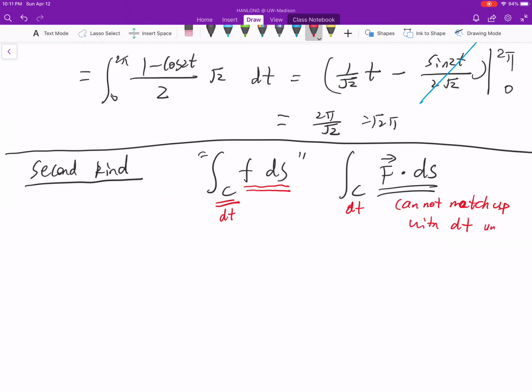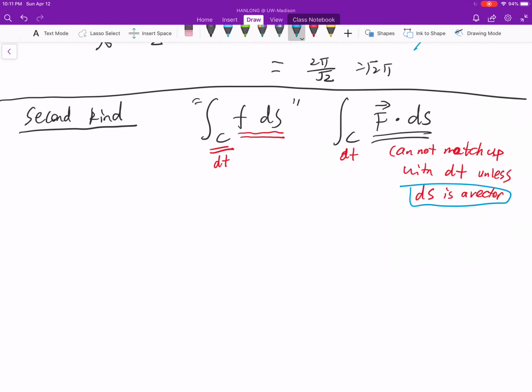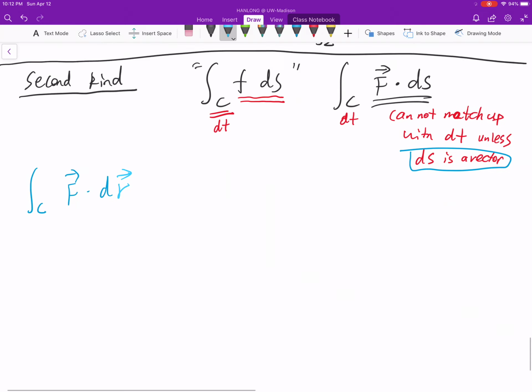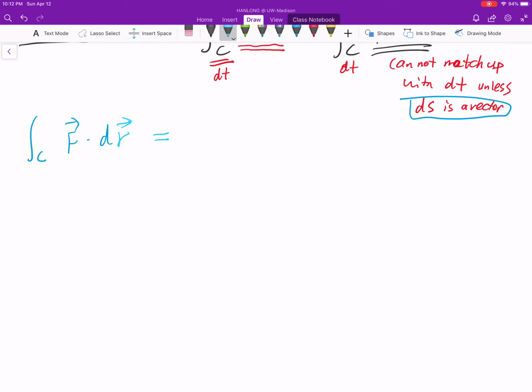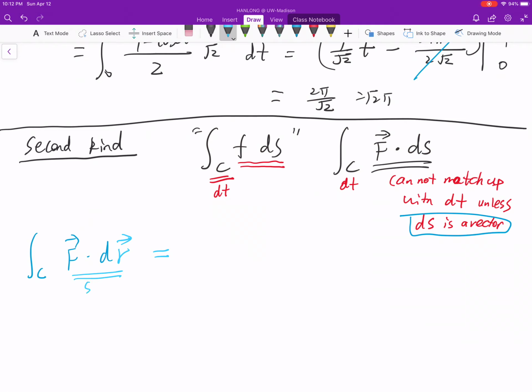Okay, unless we do the following interpretation, unless ds is a vector. So if you have this idea, then you can carry out the second approach to define the line integral. So let's be more specific. Suppose you have this. I change the notation to R, but you can also use S with an arrow above. Then as soon as you have a dot product, there's no problem, because here you will have a scalar function, which is the same as this one here, a scalar function.